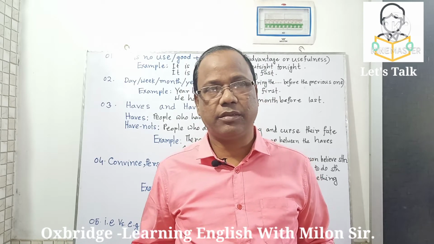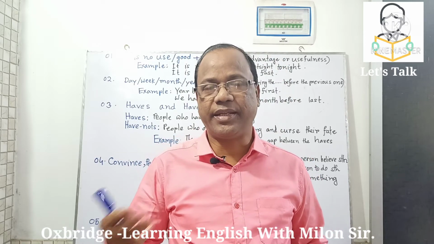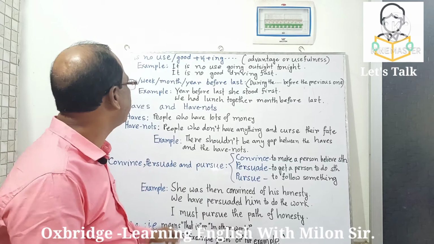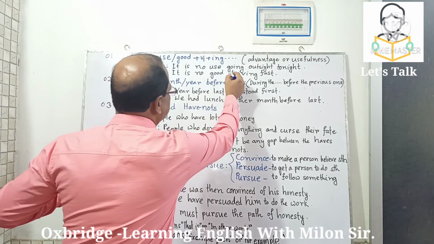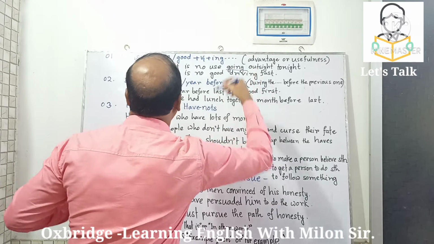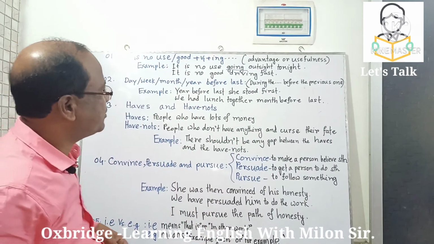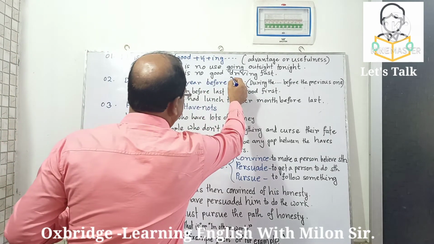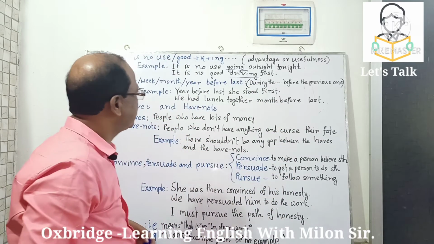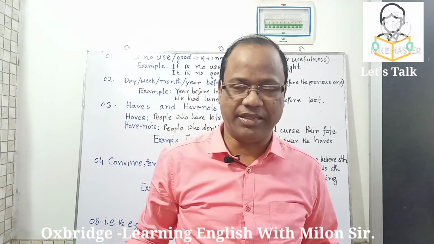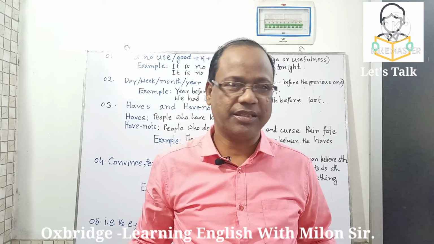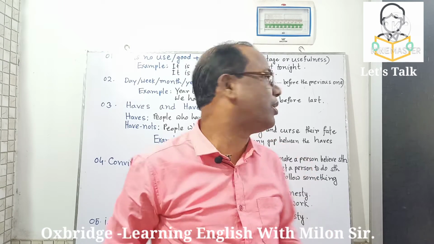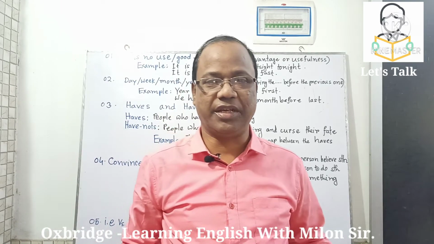Now let's see two examples considering these two structures. The first one, it is no use going outside tonight. And next one, it is no good driving fast. We know that driving fast, driving recklessly sometimes causes an accident. That can be very terrible for us, that can be injurious for us. So we can say it is no good driving fast.